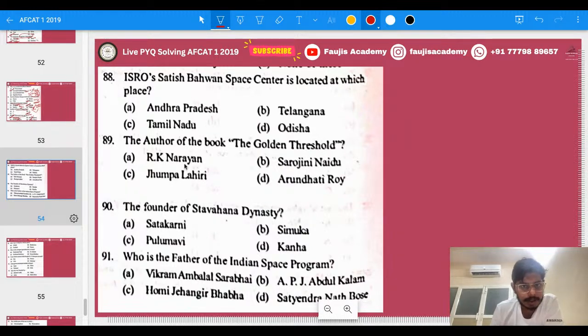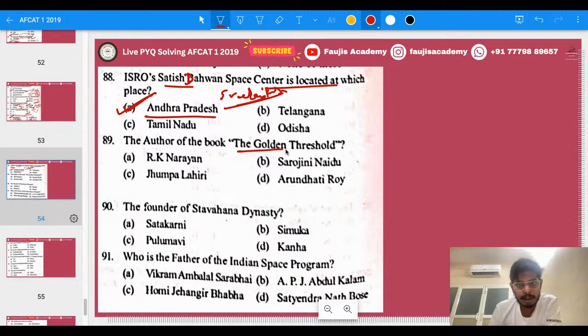ISRO Satish Dhawan, not Bhavan, Dhawan Space Center is located at which place? Okay, Sri Harikota. Sri Harikota is located in which particular place, guys? Okay, yes, Arya Samaj, that's correct. Okay, Sri Harikota, that's located in Andhra Pradesh.